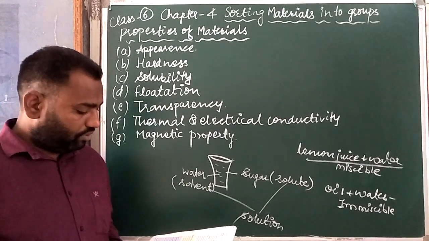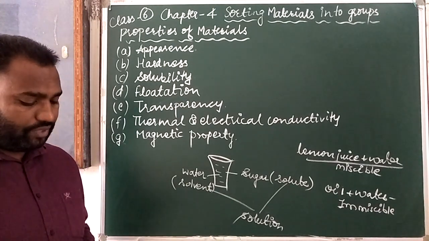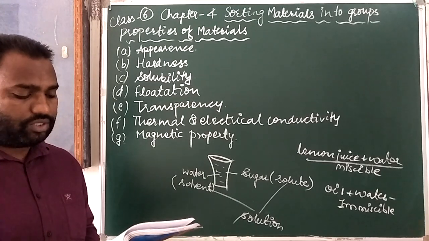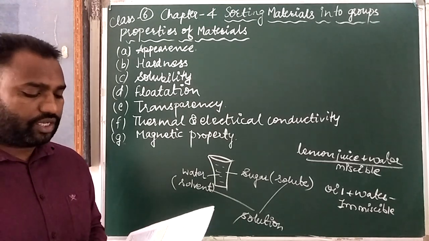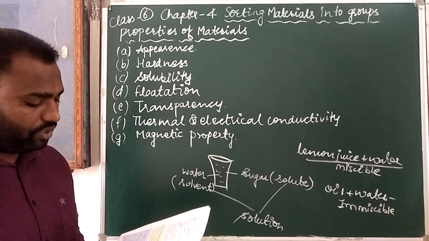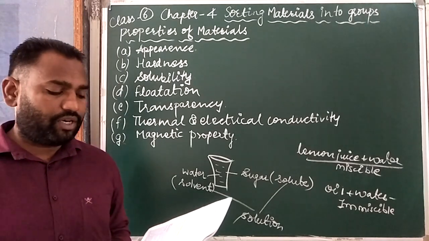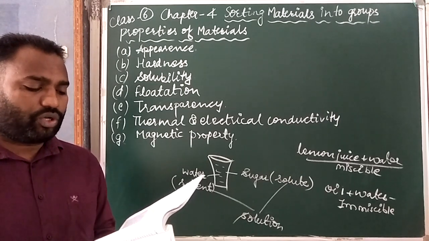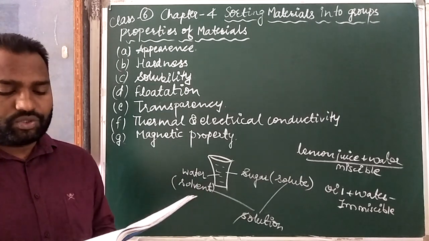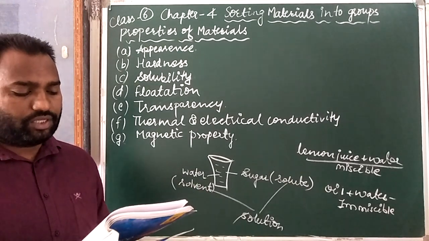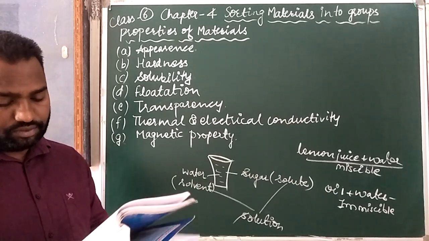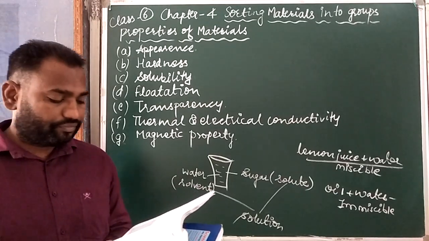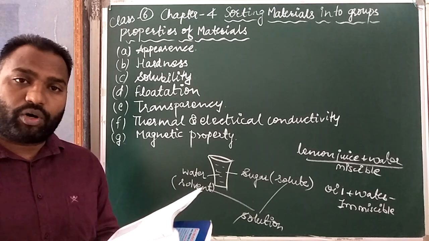Now activity 4.2: to separate two immiscible liquids using a separating funnel. First we have to take a transparent plastic bottle, a rubber tubing with a regulator, two beakers, and a mixture of kerosene oil and water. All these things are seen in the diagram. So cut the base of the plastic bottle.